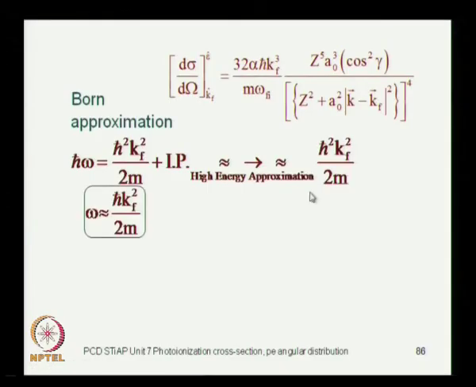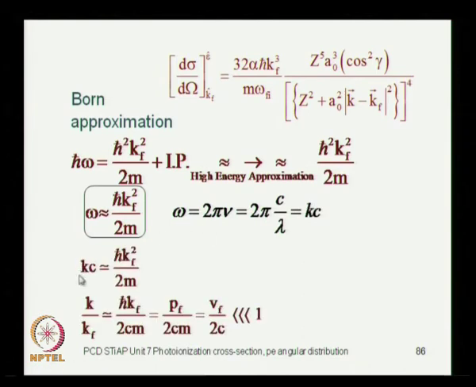So, h cross omega in the Born approximation is nearly equal to h cross square kf square by 2m, which tells you, if you cancel one power of h cross from both sides, you have omega equal to h cross kf square by 2m. So, this is the Born approximation. Omega, of course, is k times c. Therefore, you have k times c, which is nearly equal to h cross kf square by 2m, and this tells you that k over kf will be equal to Vf over twice c, c being the speed of light, which you know is huge. Okay.